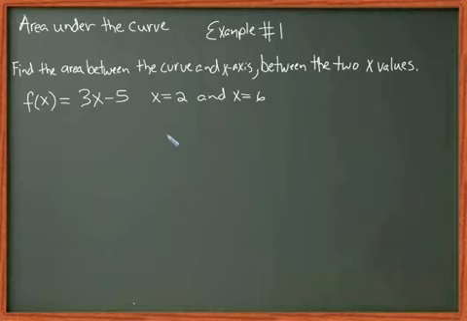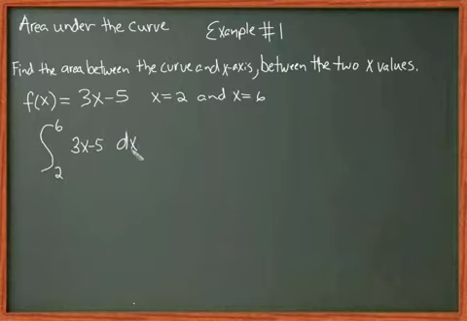So with the given f of x and the given limits, we need to write this in integral notation. We've got to remember that the integral means area under the curve with the limits of 2 to 6. So we're going to write the limits, 2 on the bottom and 6 on top, and then we're going to write the equation 3x minus 5 dx.